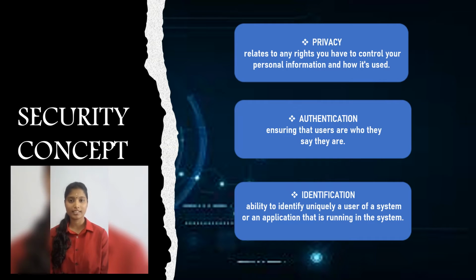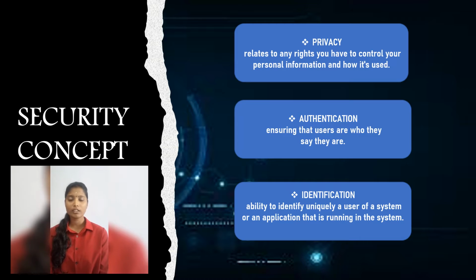The first security concept is privacy, which relates to any rights you have to control your personal information and how it's used. For example, think about those privacy policies you are asked to read and agree to when you download a new smartphone app. Security, on the other hand, refers to how your personal information is protected.